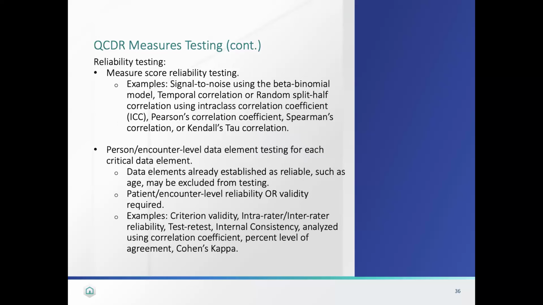Finally, a couple examples of measure score reliability are signal to noise using beta binomial model and temporal correlation or random split half correlation using intraclass correlation coefficient, among others that are listed and provided also within the self-nomination tool. And last, to be considered fully developed, a measure must have patient encounter level data element testing. Again, this can be either validity or reliability, and data elements that are already established as reliable, such as age, do not have to be retested. Some examples are criterion validity, test retest, and intra or inter-rater reliability.